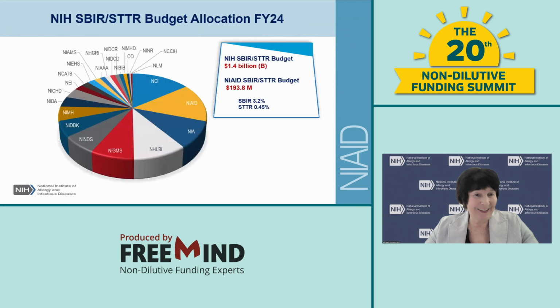Now, let's talk about NIH and NIAID. 24 institutes within NIH are participating in the small business program. The budget for NIH is 1.4 billion, which is quite a bit of money. For NIAID in fiscal year 24, we have a budget of 193 million, almost 194 million. And most of this money goes to support grants, contracts, and cooperative agreements within NIAID.